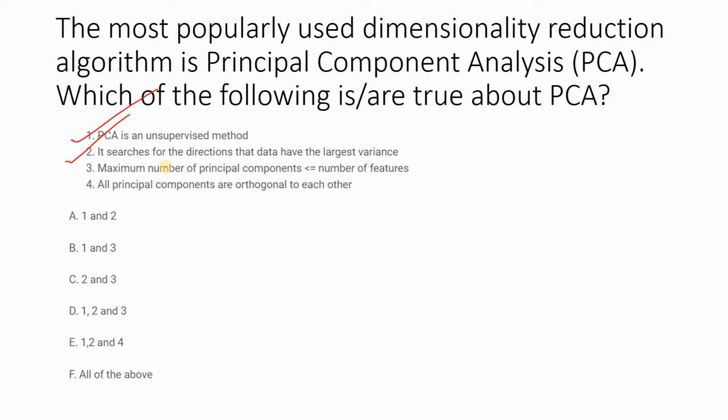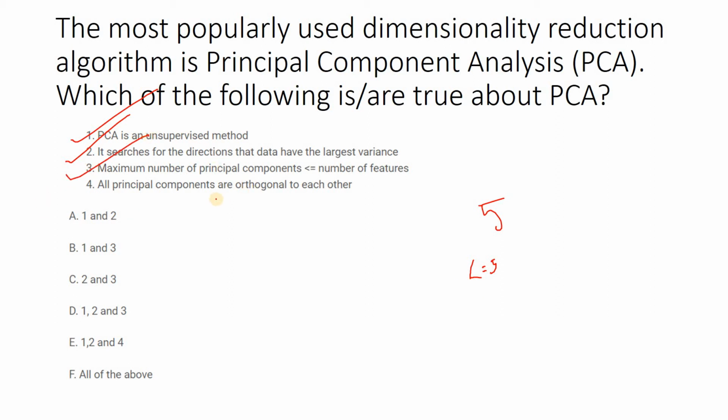Right. Option 3. Maximum number of principal components is less than or equal to the number of features. Yes, obviously, right? Suppose we have 5-dimensional data, and we are applying PCA with the aim that we want to do dimensionality reduction. So, obviously, the number of features in the reduced data, or in the output of PCA, will be less than or equal to 5. Okay? So, basically, principal components will be less than or equal to 5. So, option 3 is also correct.